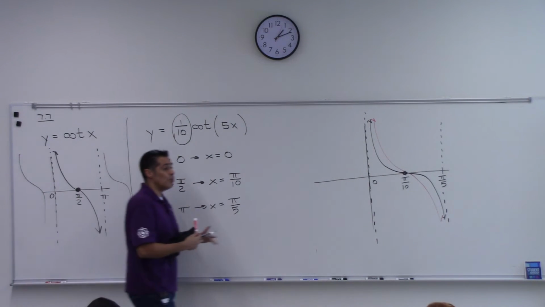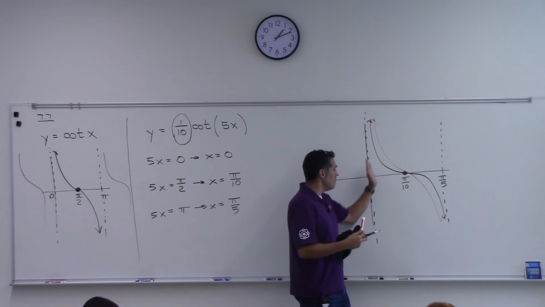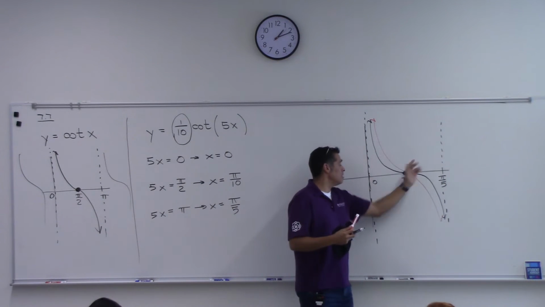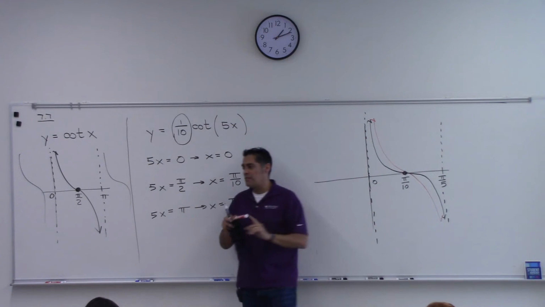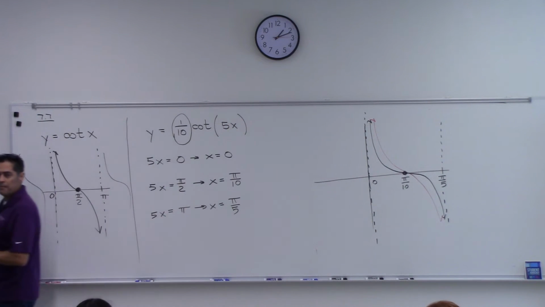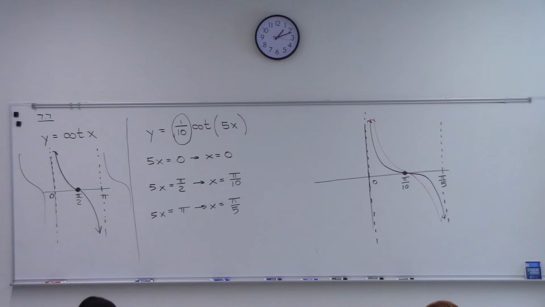So I'm really more concerned about, are you going to get your vertical asymptotes in the correct place? Are you going to get your x-intercept in the correct place? And does the left side go up and the right side go down? That's the thing I'm more concerned about. Questions?